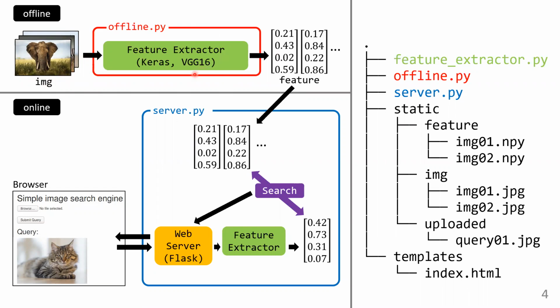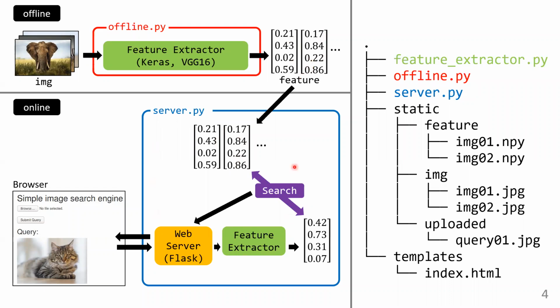Inside this script, there's a feature extractor. It's by Keras with the VGG16 model. By using this, we extract deep features like this. This is the image directory, and this is the feature directory. Then in the online phase, we read these features to here.